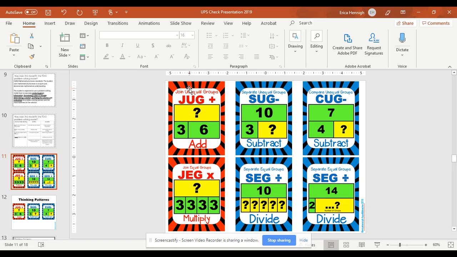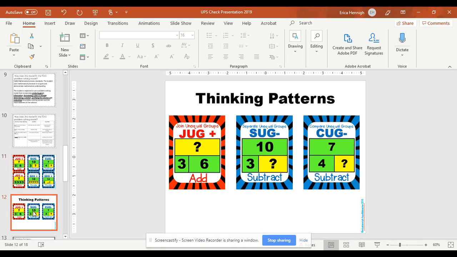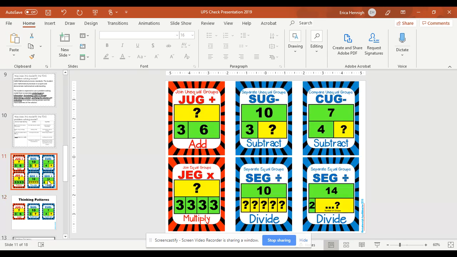And basically that's where it would stop at first grade. For first grade, I would just give them this sheet that only has that much. But then as they get older, in second grade and above, they're going to be looking at problems where they're joining equal groups or separating equal groups. And that would be JEG and SEG.